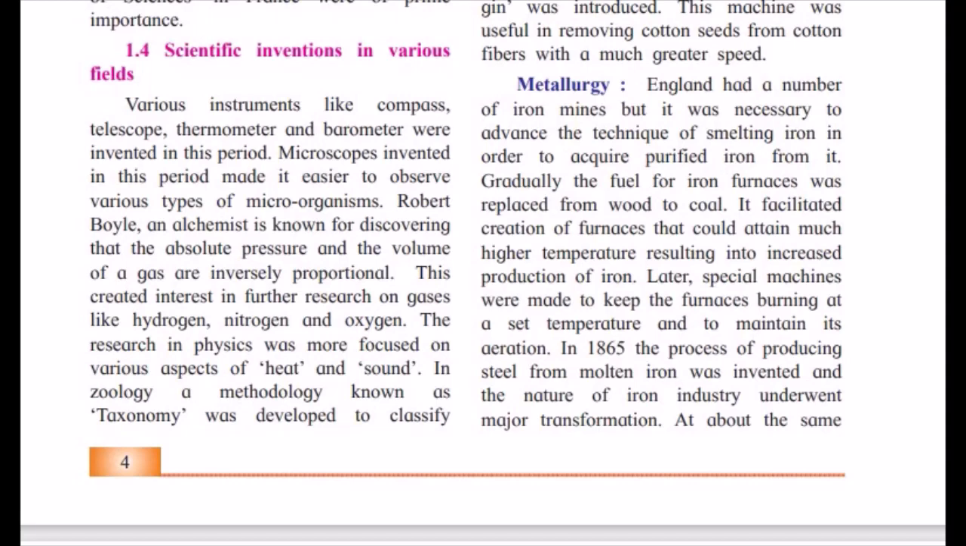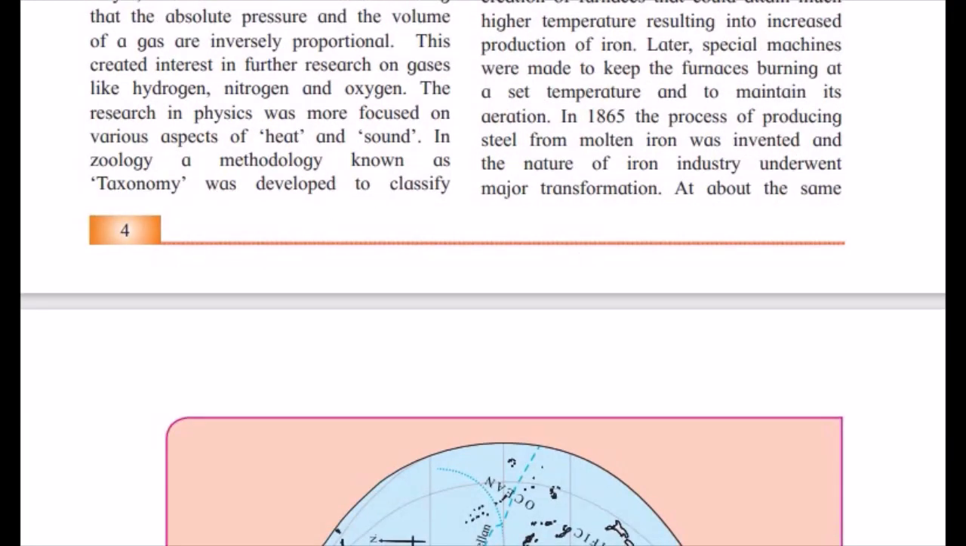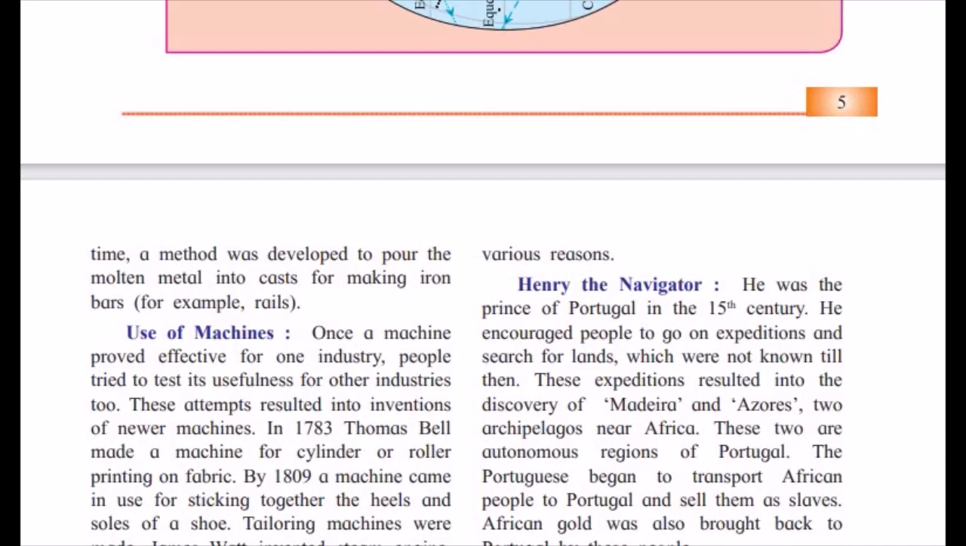Machines were made to keep the furnace burning at a set temperature to maintain its acceleration. In 1865, the process of producing steel from molten iron was invented, and the nature of the iron industry underwent major transformation. At about the same time, a method was developed to pour molten metal into casts for making iron bars, for example, for laying railway lines.